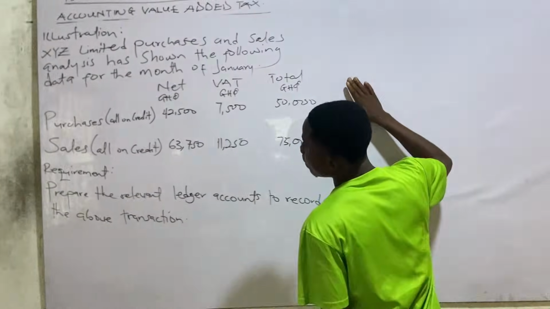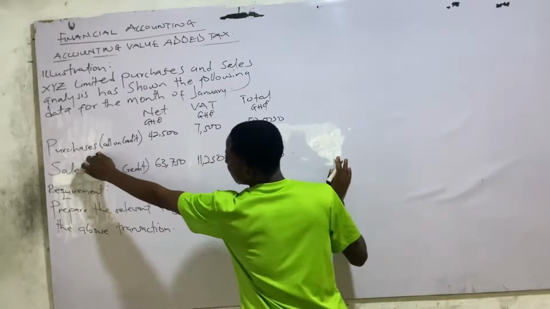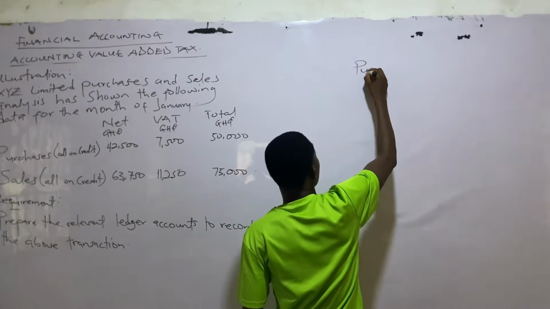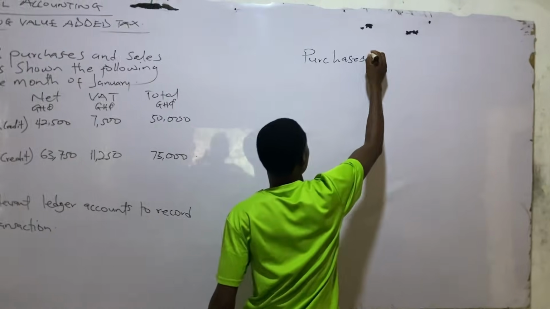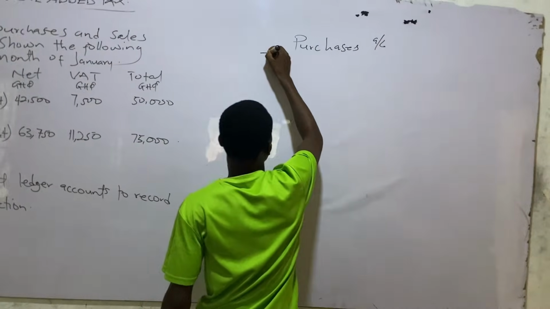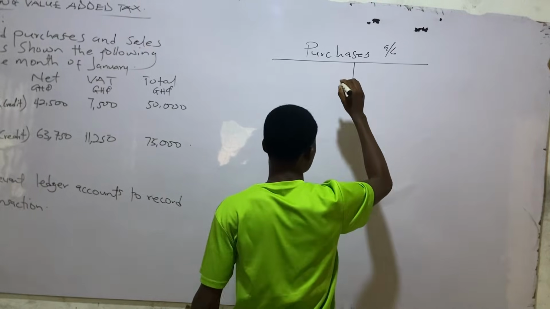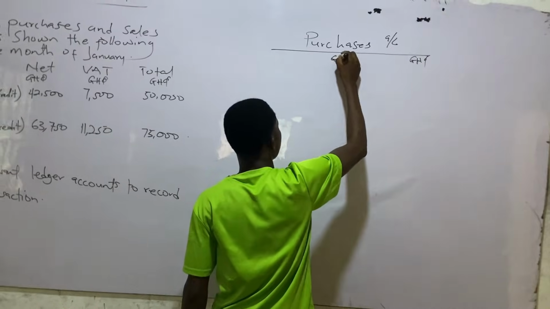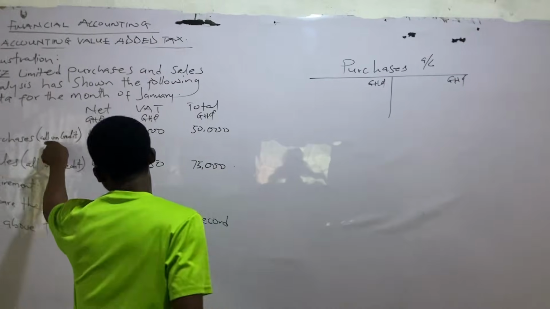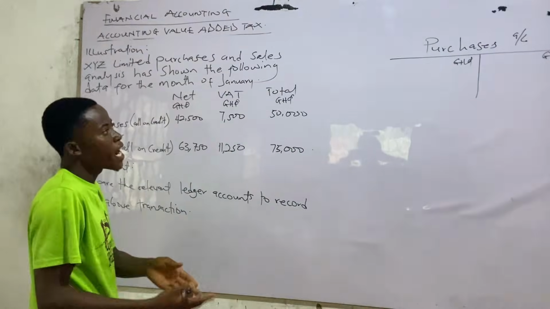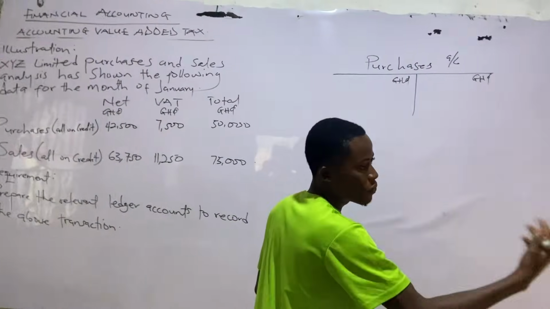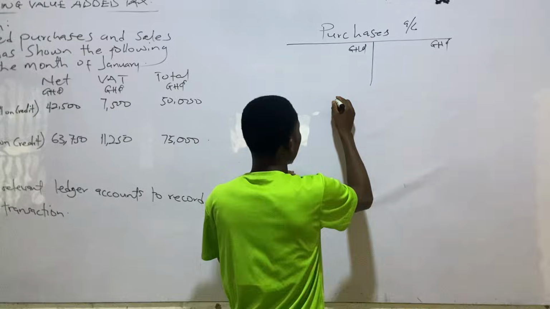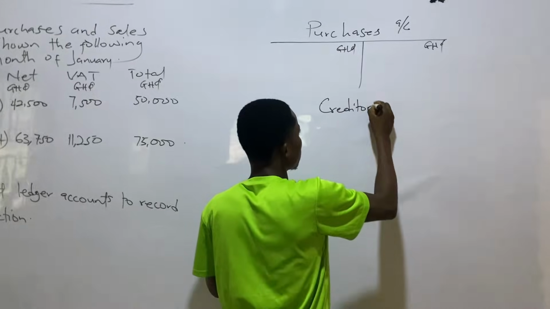Now let's prepare the accounts. Since there is a purchase that was made, we are supposed to have our purchases account. And then we purchased goods but did not pay, so it's on credit. Since we bought from people and didn't pay, we have creditors. So we have our creditors account as well.